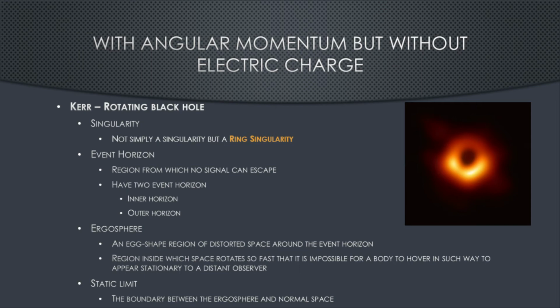For a maximally rotating black hole of mass m, the maximum energy that can be extracted is about 0.29 mc². And the last characteristic is the static limit. It is the boundary between the ergosphere and normal space.